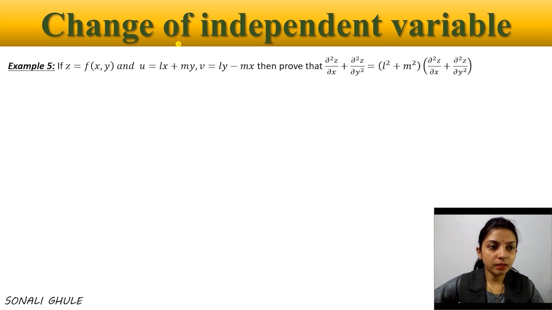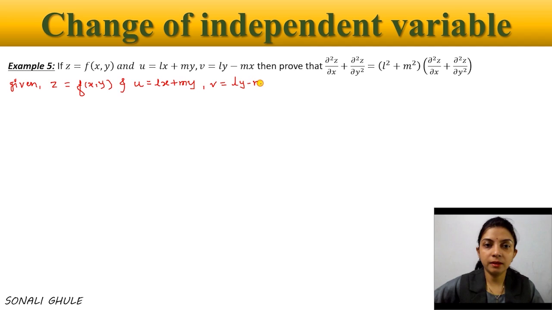See here, first of all, we always have to write down the given part. What is the given part? z is equal to f of x, y, and u is equal to lx plus my, and v is equal to ly minus mx. So from this we can write down the dependency. z is depending on x, y, and x, y is depending on, we can say, u, v, right? We have a value of u and v in terms of x, y.